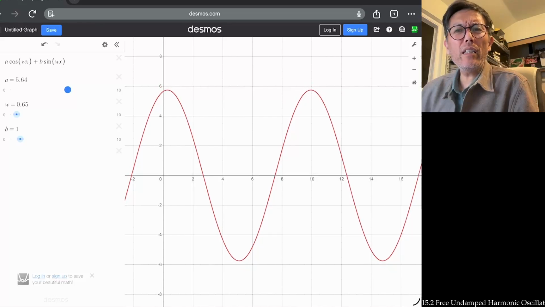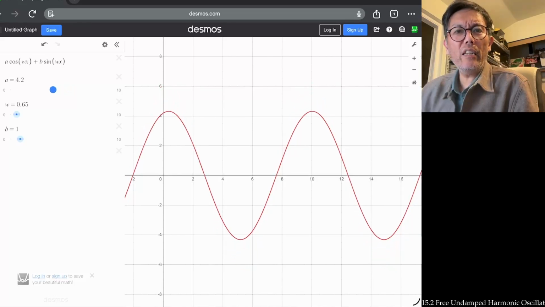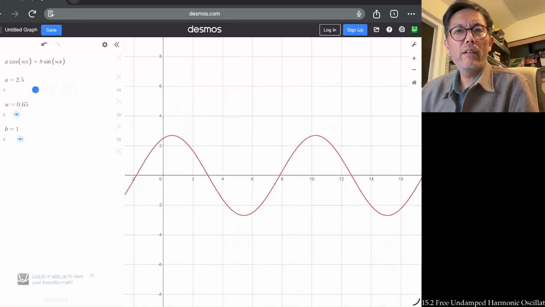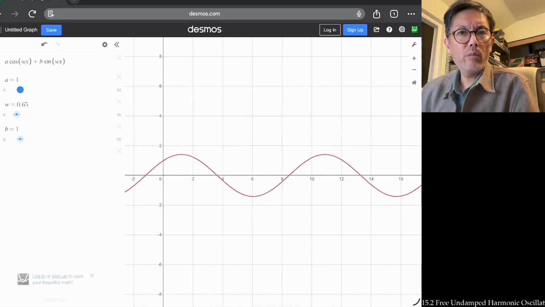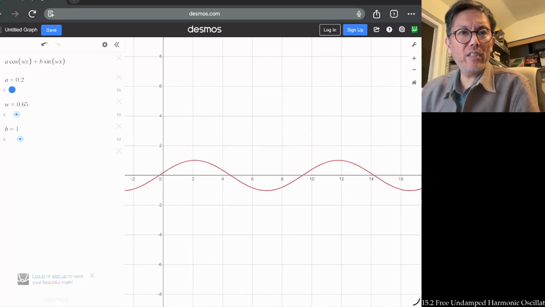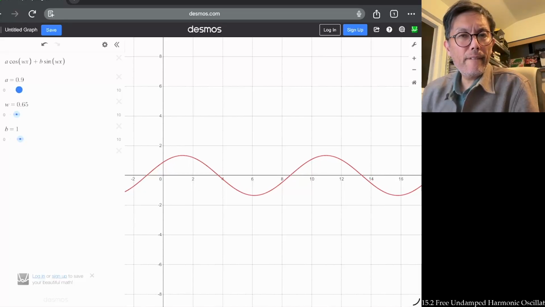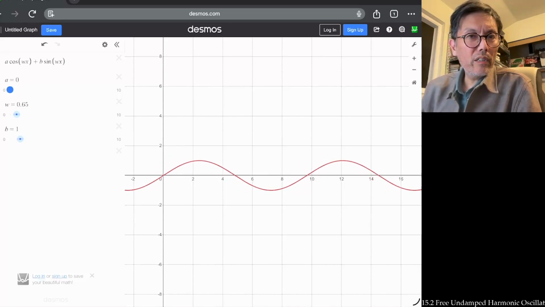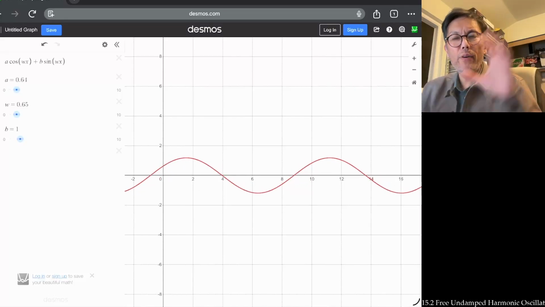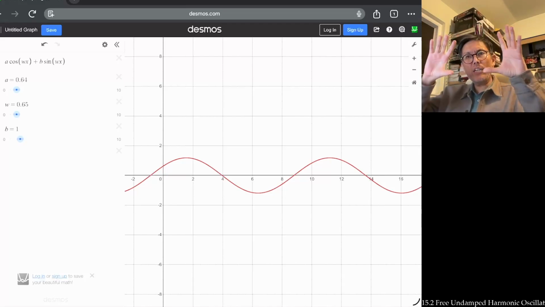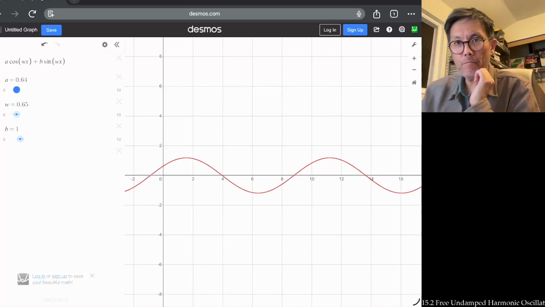Is the wavelength changing as I change A? No. Do you all see that? The wavelength doesn't seem to be changing, but something interesting is really noticeable here. As I'm tweaking A around small values, you can see that the curve is kind of sliding horizontally. Do you see that?